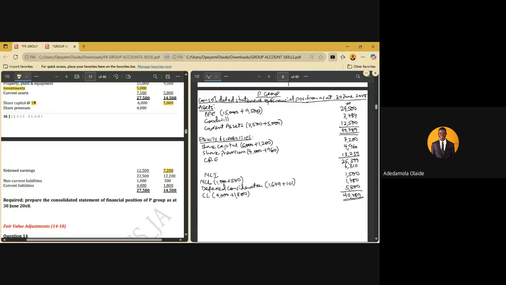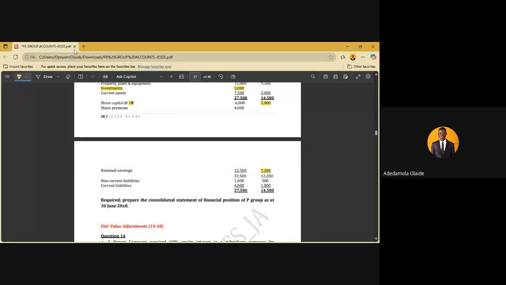So that is that on purchase consideration. So in our next meeting, we'll be looking at fair value adjustment.